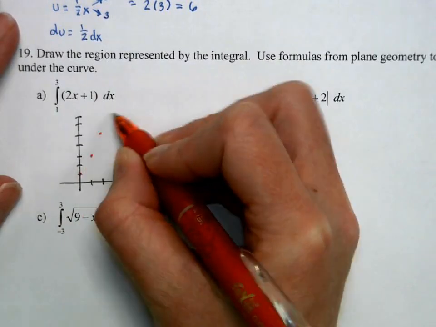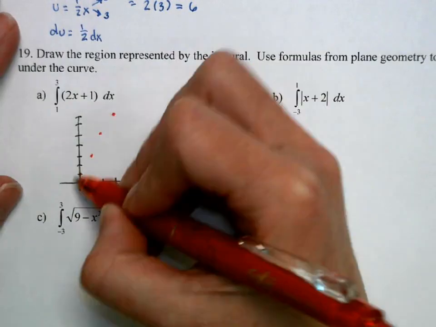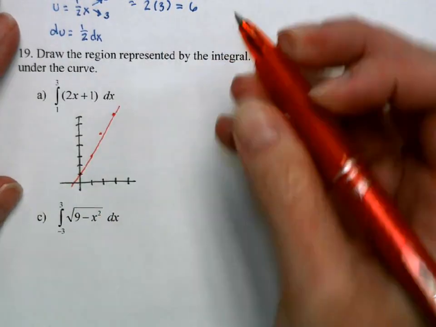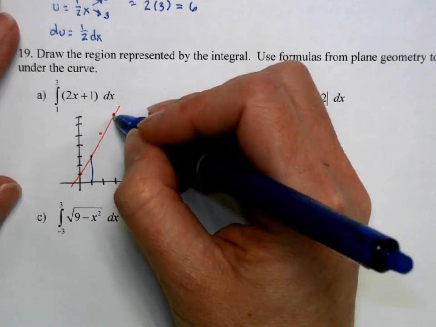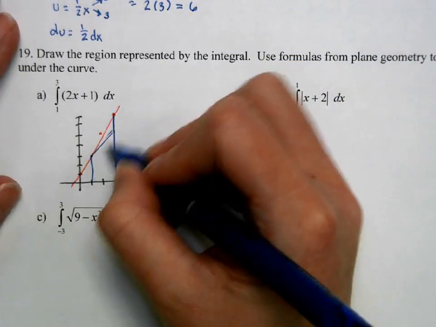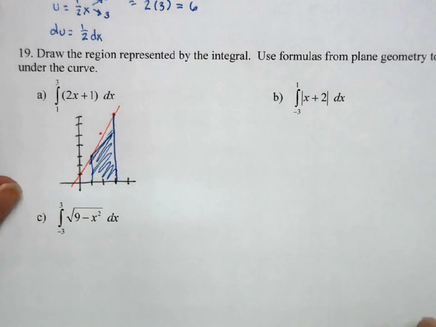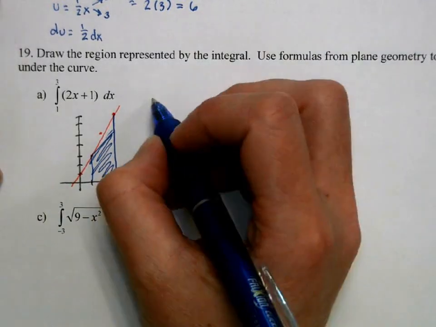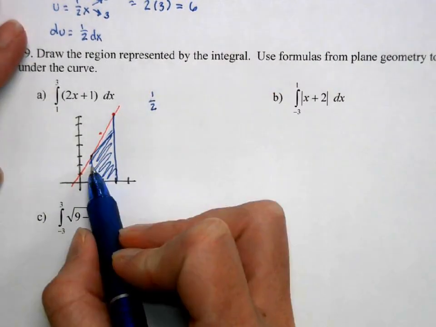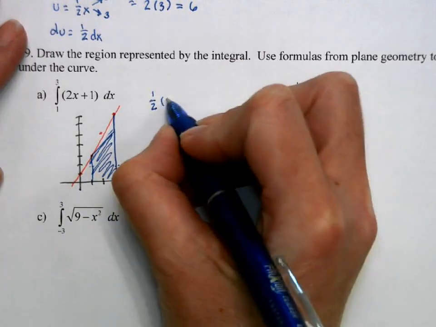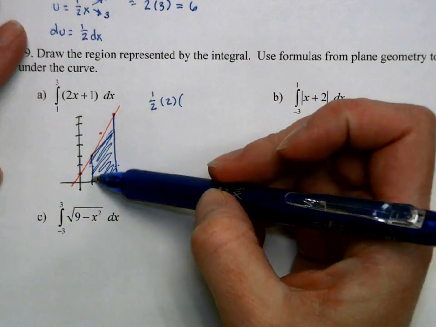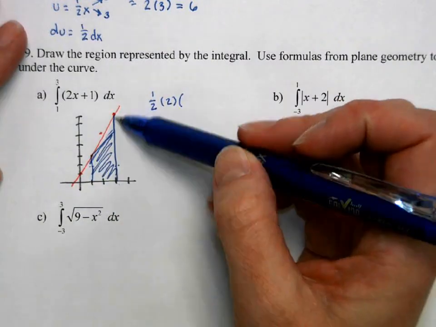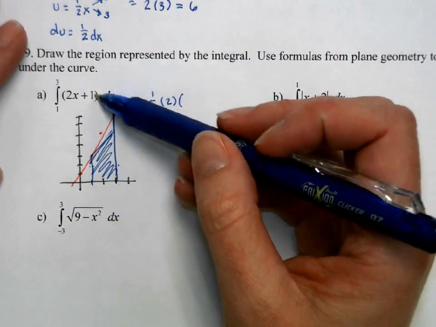Okay, and we're integrating here from 1 to 3. Well, that's the area of a trapezoid. So we're going to have 1/2. The distance between the bases is going to be 2. And then my two bases, sorry, not legs, are this distance and this distance. So it's the function when I plug in 1, which is 3, and it's the function when I plug in 3, which is going to be 7.